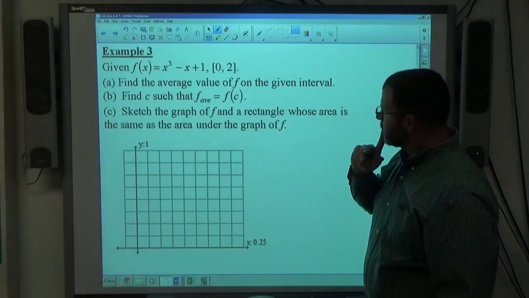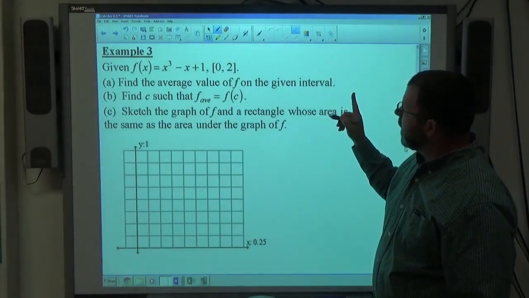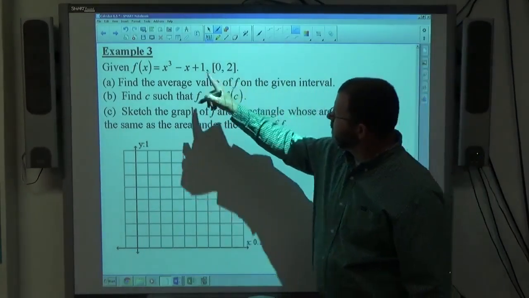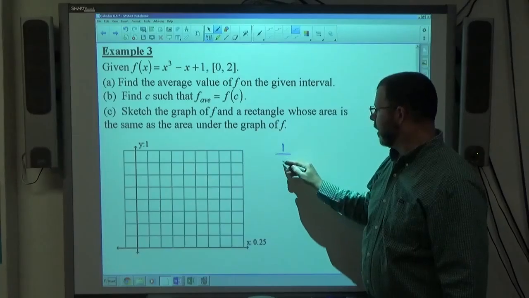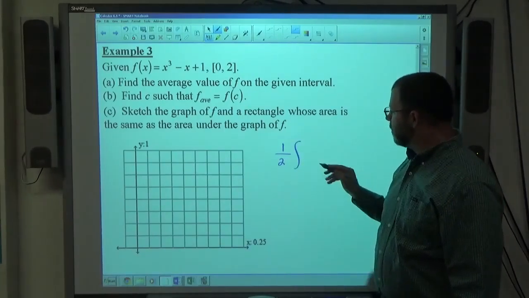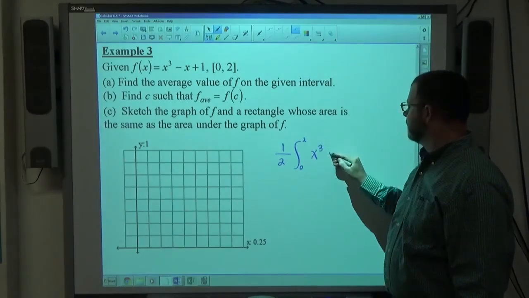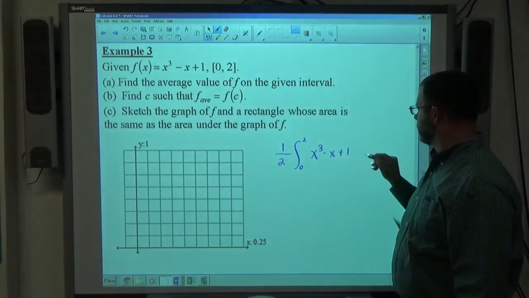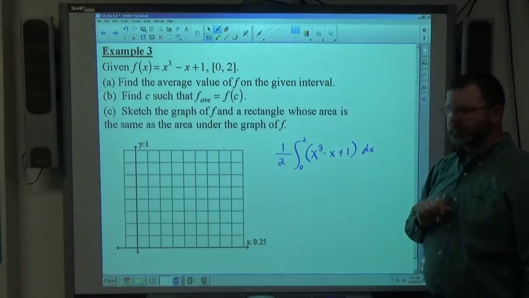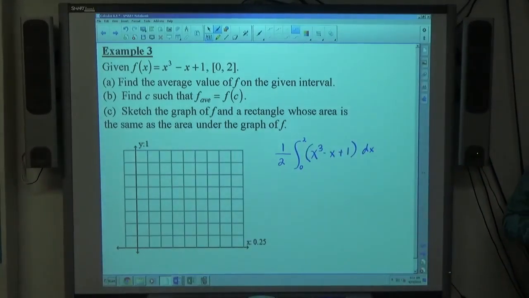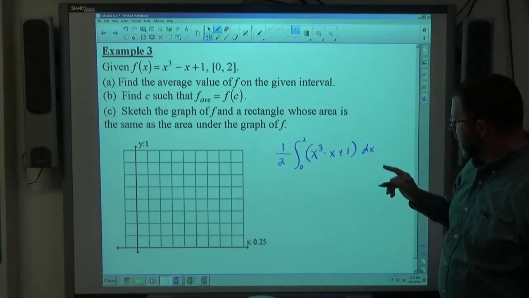So, first thing we want to do is use our average value function. It's 1 over the interval length times the integral from the bottom to the top of the interval of the function dx. The average value of a function formula is always that. And then we just work this out.